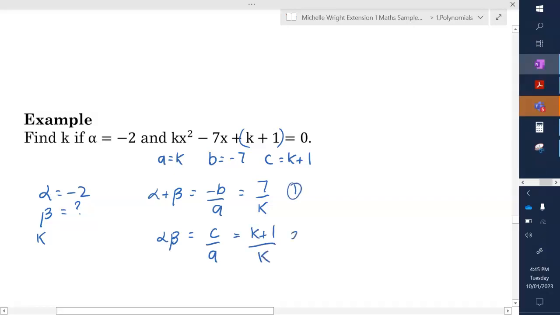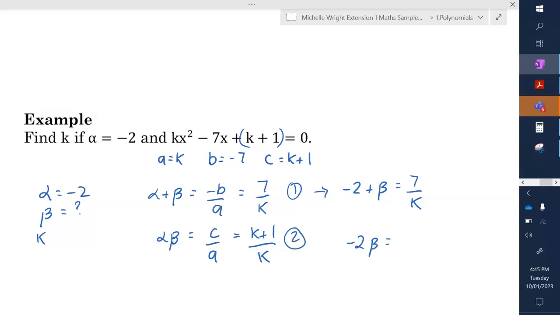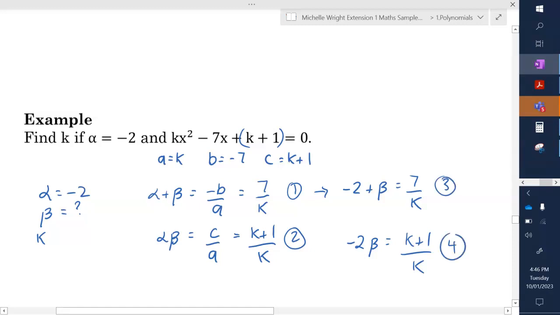Now there are two equations, but there's something we also know. We also know what alpha is. We know that alpha is equal to minus 2. So from our first one, I could write that minus 2 plus beta is equal to 7 over k. And for my second one, I know that alpha beta, which is minus 2 beta, is equal to k plus 1 over k. So I have two simultaneous equations that I can work with now, 3 and 4. So I need to do something with those.